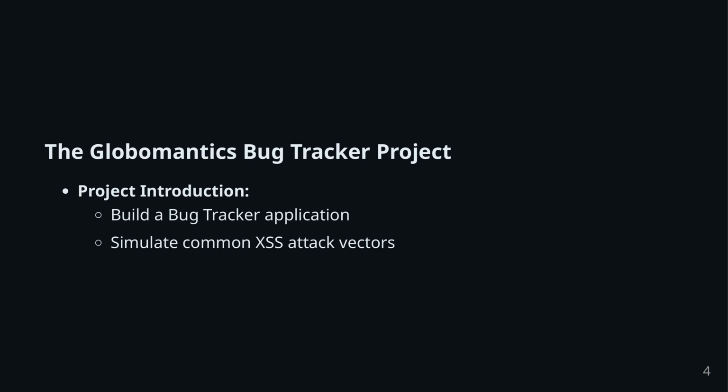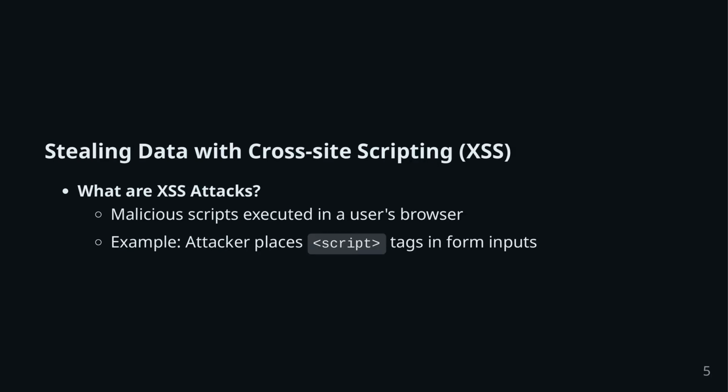Stealing data with cross-site scripting, XSS, is a critical topic in understanding web security vulnerabilities. XSS attacks involve the execution of malicious scripts in a user's browser, allowing attackers to steal sensitive data or impersonate the victim. For example, an attacker can place script tags within form input fields, which when submitted and rendered can execute JavaScript code on the victim's browser. This can lead to unauthorized access to session tokens, cookies, or other confidential information. Understanding this form of attack is essential in securing web applications.